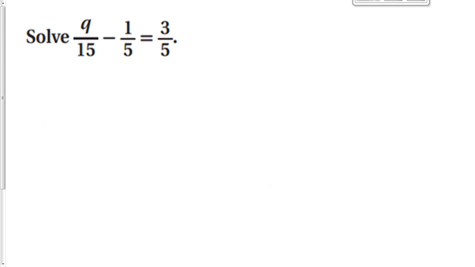Remember, we can do whatever we want to both sides of the equation as long as we do it to both sides of the equation. So what I'm going to do is multiply through by 15. I'm going to take the least common multiple, basically, of the denominators. So I'm looking at these denominators. The least common multiple is 15. All right, so if I multiply through by 15, we get rid of our fractions completely.